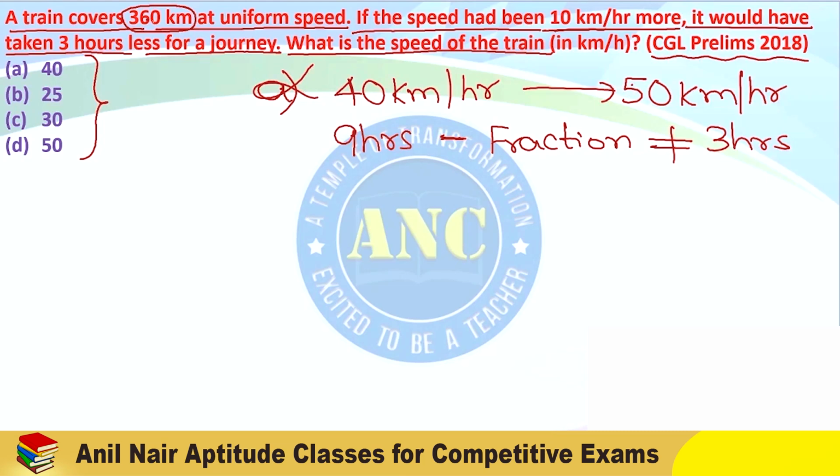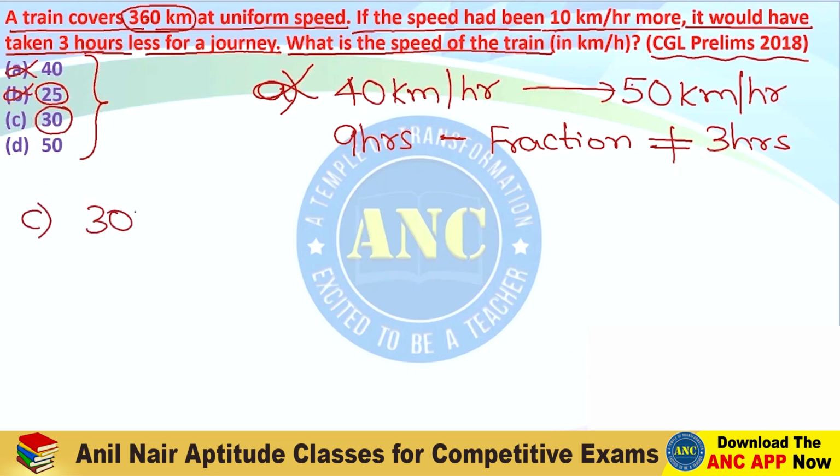Same explanation: 360 divided by 25 is a fractional value. 360 divided by the increased speed, 25 plus 10 becomes 35, that also is a fractional value. You will not get it as a 3 hours difference. The first two options are ruled out. Let us assume the third option is the correct answer. Initially it was traveling at 30 kilometers per hour.